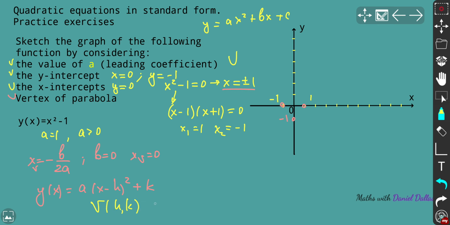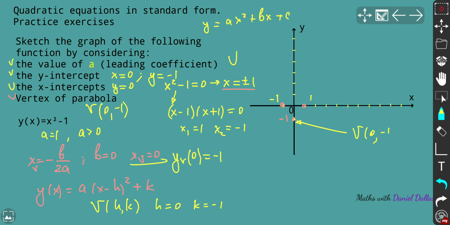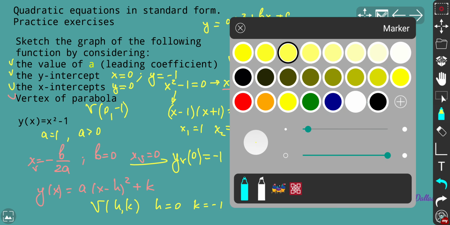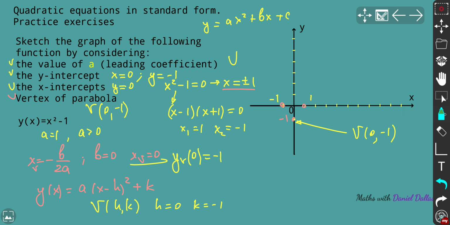And how to find y vertex? Remember, we need to plug x vertex equals 0 instead of x, instead of the argument, so that's why we'll get negative 1. So finally, we found the vertex of the parabola, so we can fix the coordinates 0 and negative 1. So here, this is the vertex as well. So this is simultaneously the vertex and also the y-intercept.